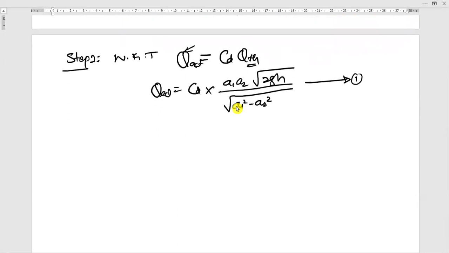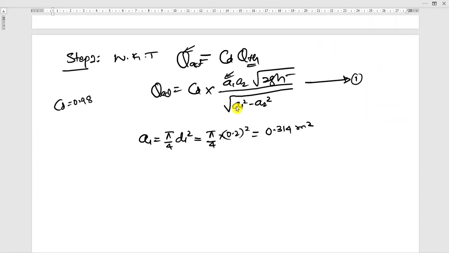Now calculate all the terms, that is the areas, the H value, and the CD value. CD is 0.98, anyway he has given. Let me write on this page as well. A1 is equal to pi by 4 D1 square. The diameter at the inlet D1 is 20 centimeter, that is 0.2, whole square. The value of A1 will be 0.314 meter square.